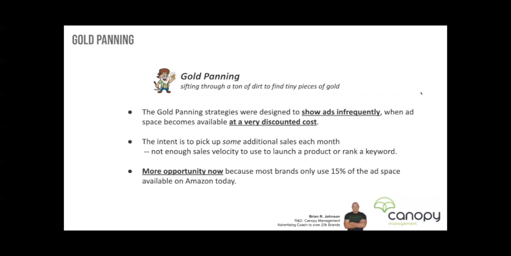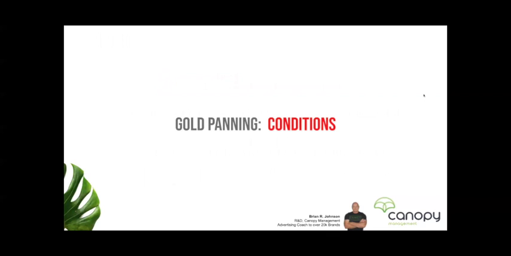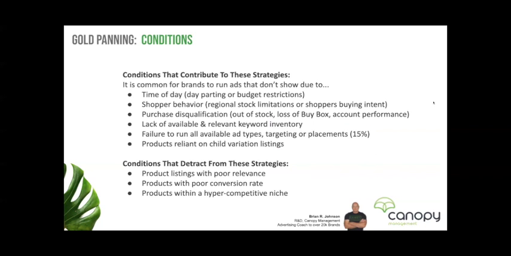Let me jump into the next one here. What are the conditions that typically apply for and against gold panning as a strategy? The conditions that contribute to the success of these strategies, in other words why it works, include the fact that it's very common for brands to run ads that don't show due to the following items. You've got time of day, you've got some competitors, and of course you're going to have a whole mix. Depending on what product niche you're in, you're going to have a different mix of competitors as far as how savvy they are, what tools they're using, what strategies they're using, how good they are about projecting their stock. All that is going to come into play here.